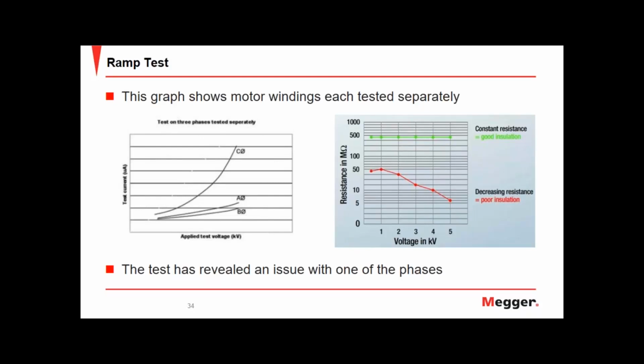So if it was all three the same, we'd know that was good, or all degrading at the same time. But here we can see that the C phase is actually degrading at a worse rate. So this test has revealed an issue with one of the phases.